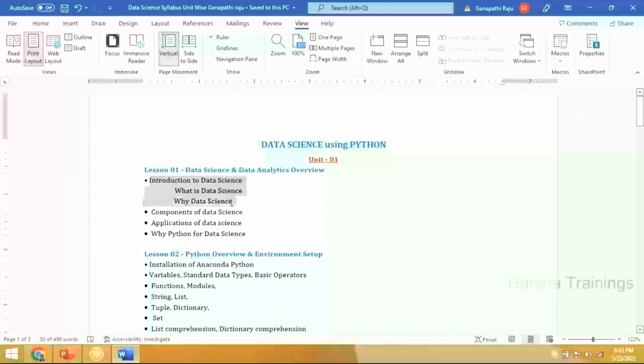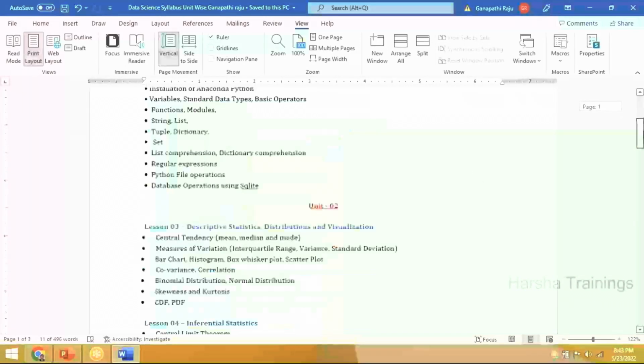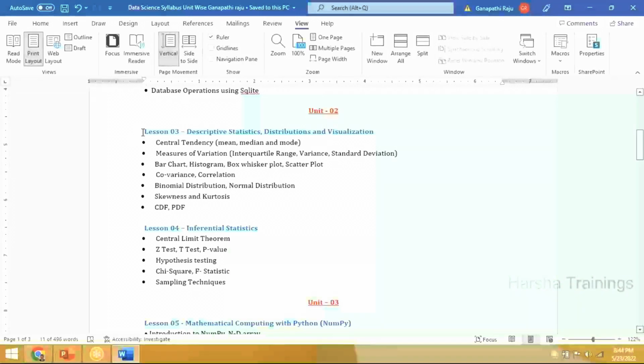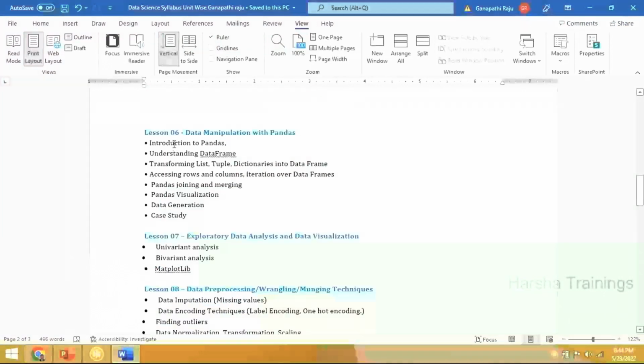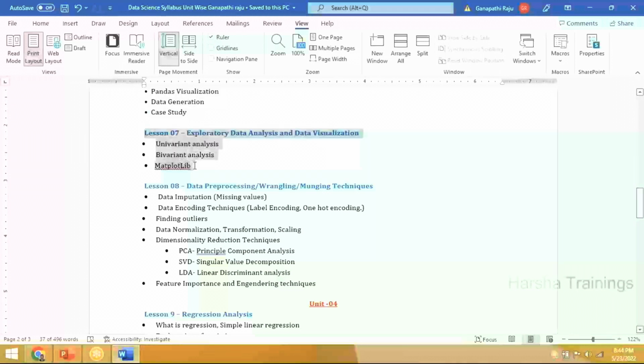The topics I'm doing right now: introduction to data science, what is data science, why is data science. Later I'll go for the statistical part, descriptive statistics, then inferential or predictive statistics, then mathematics. A mathematical library called NumPy, then a data analysis library called Pandas, for data analysis and data manipulation. Then we are going to study exploratory data, how the data is. We are going to study each and every variable and multivariate analysis. Then data pre-processing steps. This will convert the given raw data into proper information.